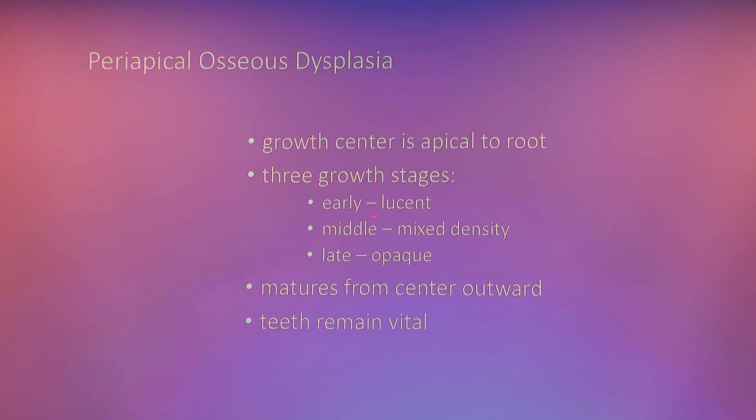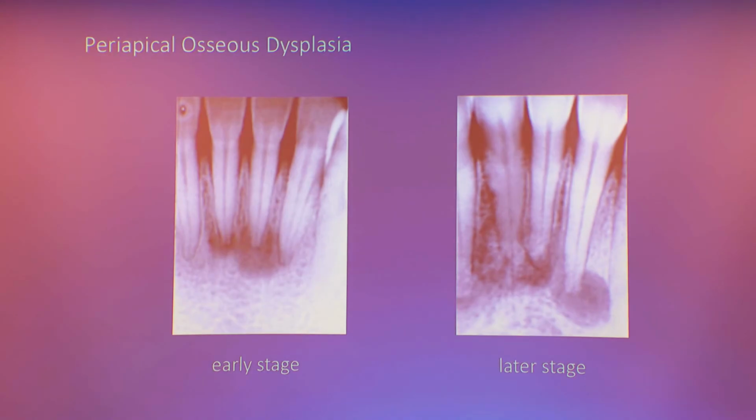Early on, the images will be lucent. Later on, mixed density. The final stages, more opaque. The early stage can very easily be confused with, for example, a radicular cyst. So on first glance, apical lucencies, if you jump immediately to a diagnosis of radicular cyst, in this particular instance, the diagnosis would be wrong.